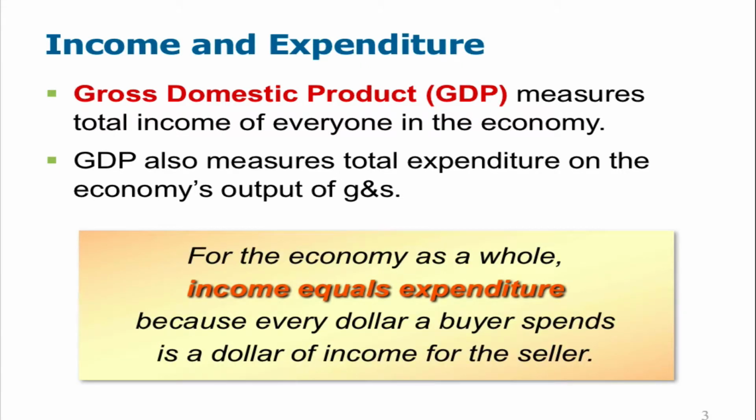All right, here's the big but. For an economy, income needs to equal expenditures. Every dollar spent by a consumer has to be income for a producer. There are some exceptions to this, what we refer to as leakage from the circular flow. We'll get into that this semester.